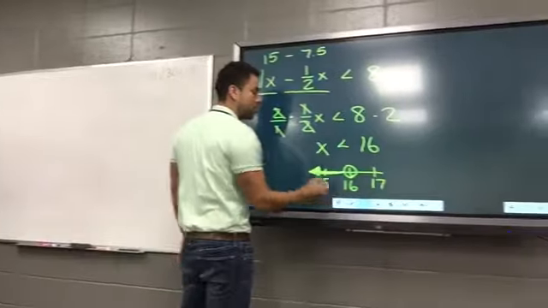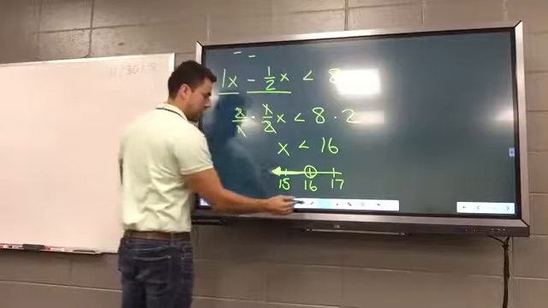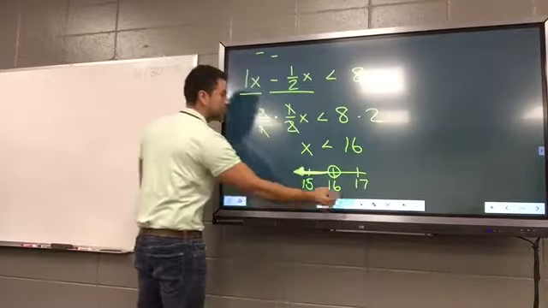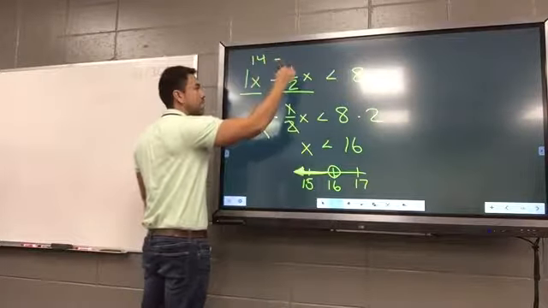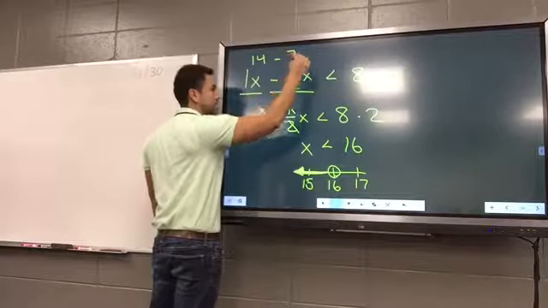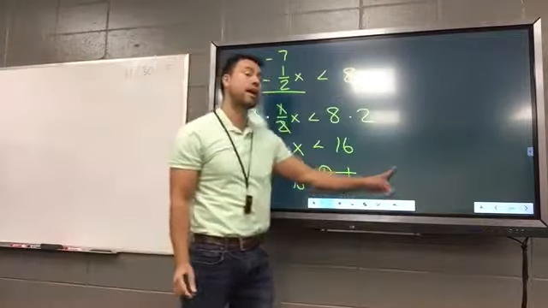What would have been a better number to choose here, maybe? 14, 12. An even number. So 14? I heard someone say. What's 1 times 14? 14. And what is 1/2 times 14? 7. What's 14 minus 7? Is 7 less than 8? So 14 works. What's a good number to pick that should not work out?